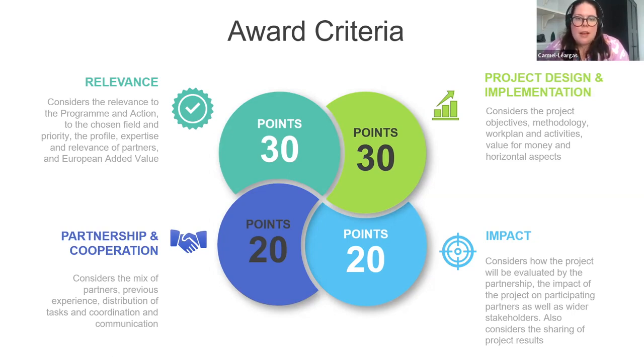The second one then is project design and implementation. So we're looking at considering the project objectives, methodologies, work plans and activities, and how it is value for money. Then partnership and cooperation. This is looking at how your partnership is going to work together. So you're considering the roles and responsibilities, the experience of different partners, the tasks and coordination and how that looks.